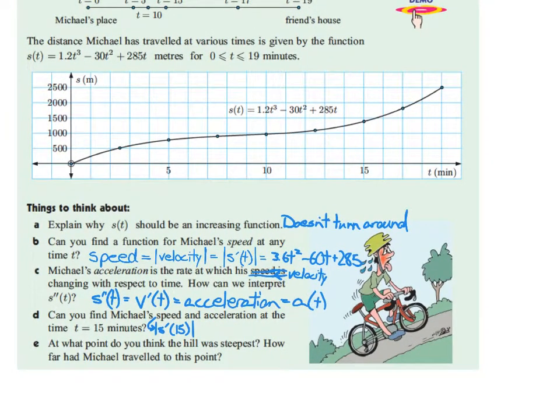All right, so that derivative that we got up there, 3.6t squared minus 60t plus 285. What speed would that give us then? Okay, so this is 195. Now pay attention to your units of measure here. This would be 195 meters per minute.